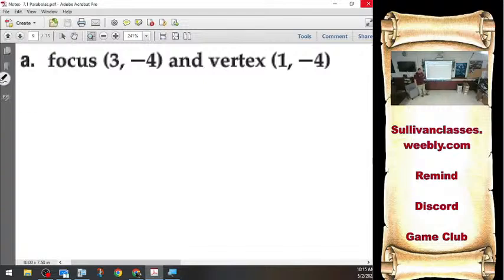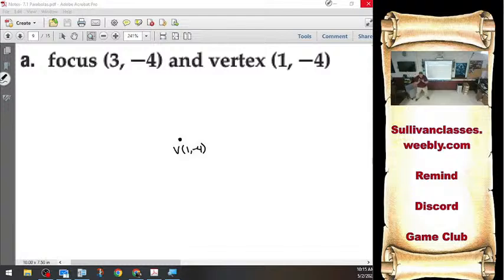So, stage 1. I'm just going to sketch some stuff out. If I have a vertex at 1, -4, and a focus at 3, -4, is that up, down, right, or left of that thing? Up. Right. Left. To the right. All right.